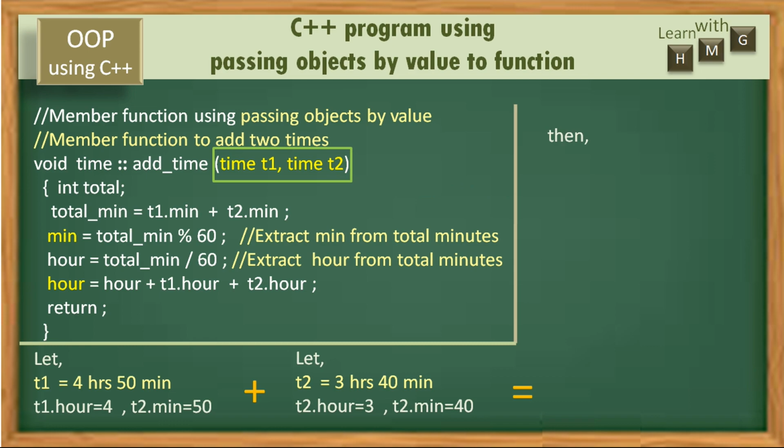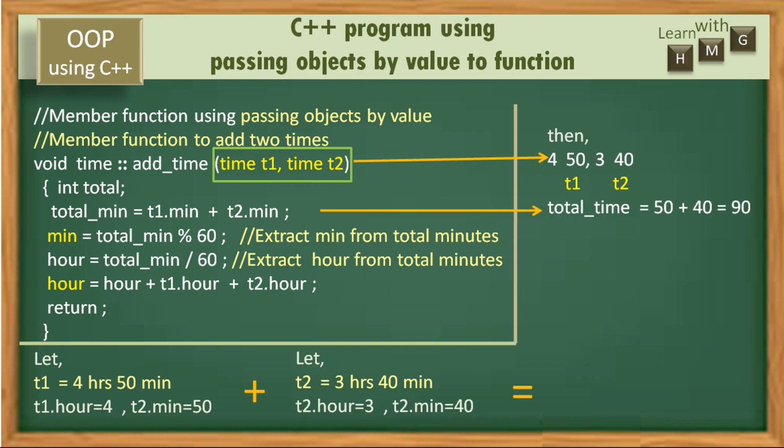For example, here first of all the T1 and T2, these two objects will be passed as arguments with actual values 4:50 and 3:40, out of which 4:50 are hour and minute of T1 and 3:40 are hour and minute of T2 object. Then the addition of minutes will be done, that is 50 plus 40, total minutes will be 90. From this 90 minutes, only minutes will be extracted by doing the mod operation. Mod 60 will give you the 30 minutes. Then 90 slash 60 will give you the 1 hour.